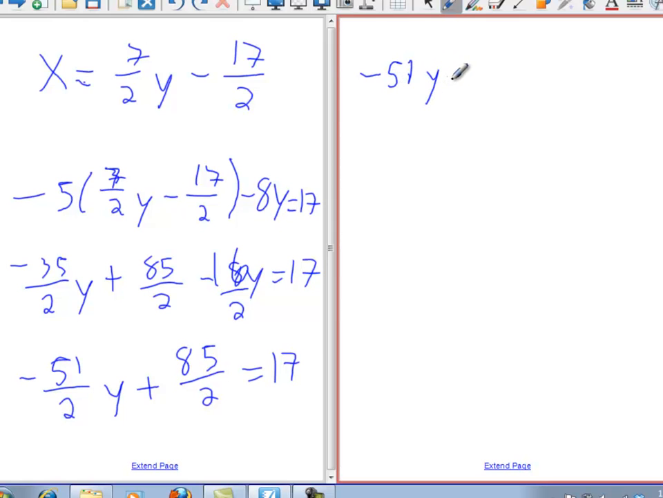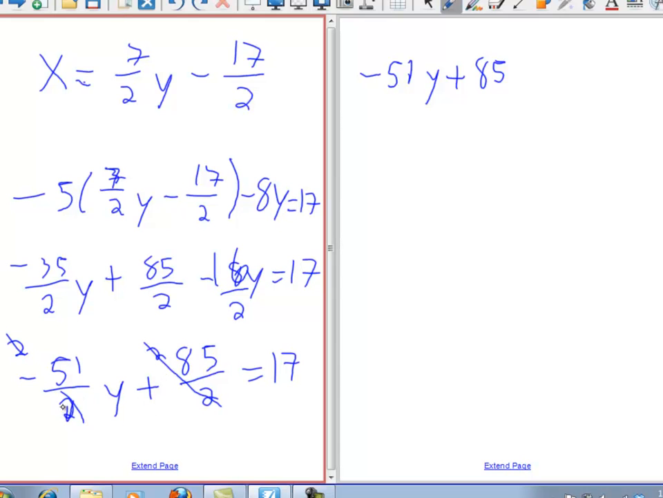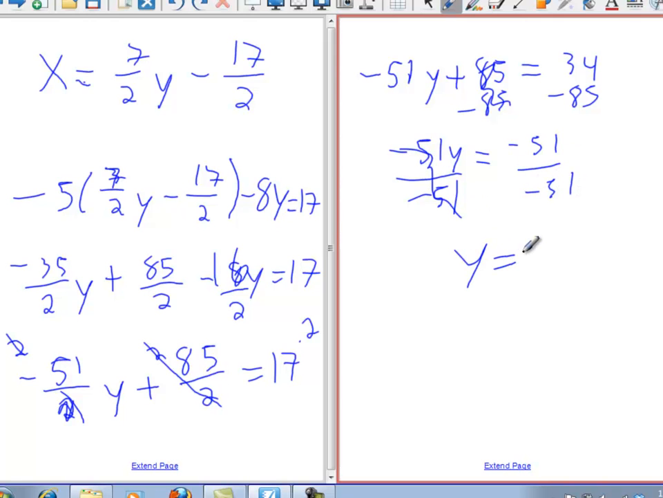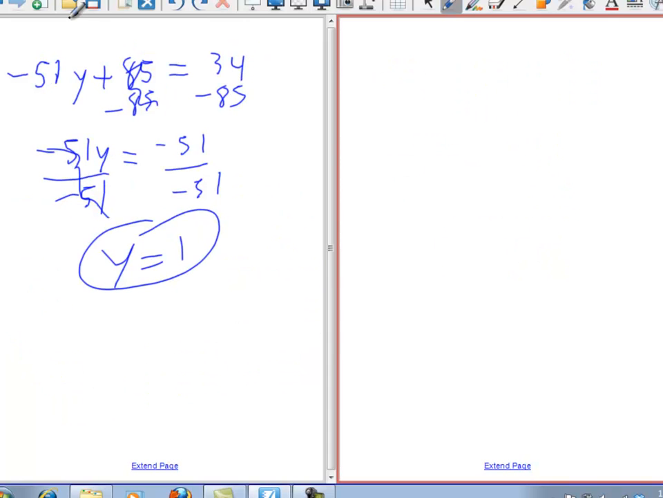Let's do what I like to call multiplying everything by 2 to make this equation a little bit better looking. When these are multiplied by 2, the 2s get canceled out, right? I multiply everything by 2, and then I multiply this by 2. 17 times 2 is 34. Negative 51y, and we have to minus the 85. 34 minus 85, what are we going to get there? That's a tricky one. I think it's going to be a negative 51. So y is equal to 1? Yes. Good.